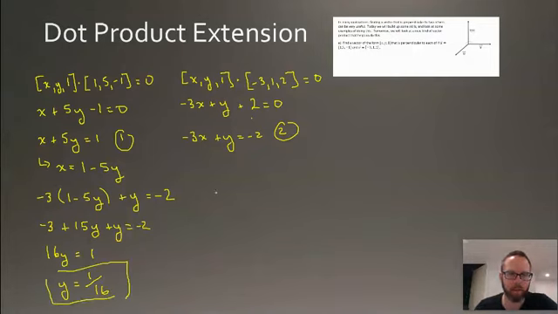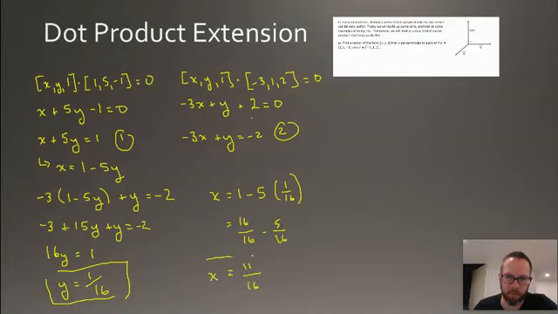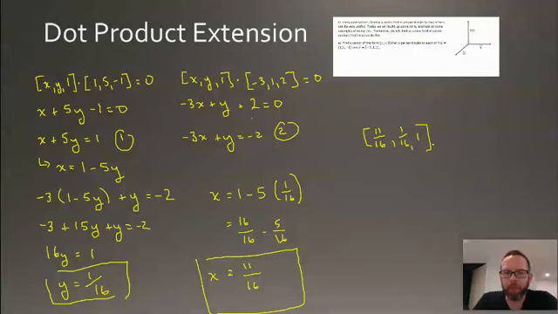Now I can find x. x was 1 minus 5y, so that'll be 16 over 16 minus 5 over 16. x would be 11 over 16. So my vector that's perpendicular to both u and v is 11 over 16, 1 over 16, 1. There we have it. We're going to do this one more time, and then I'm going to show you a quicker way to do this.